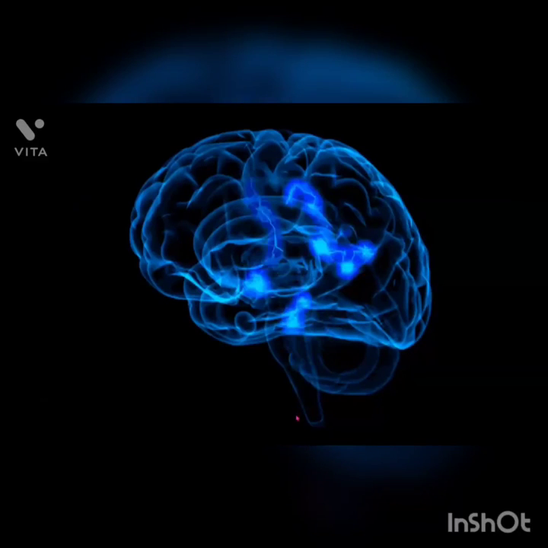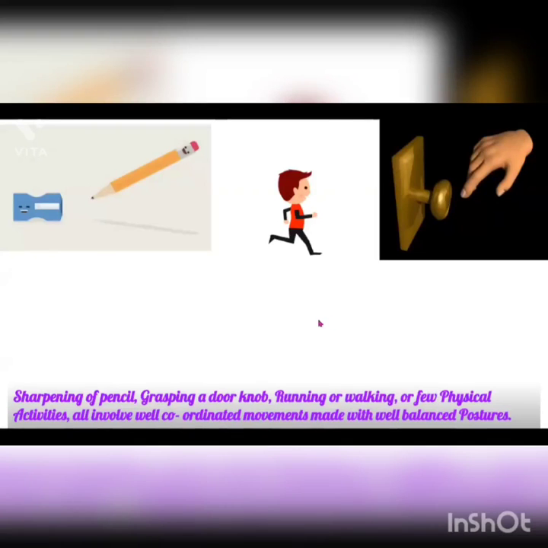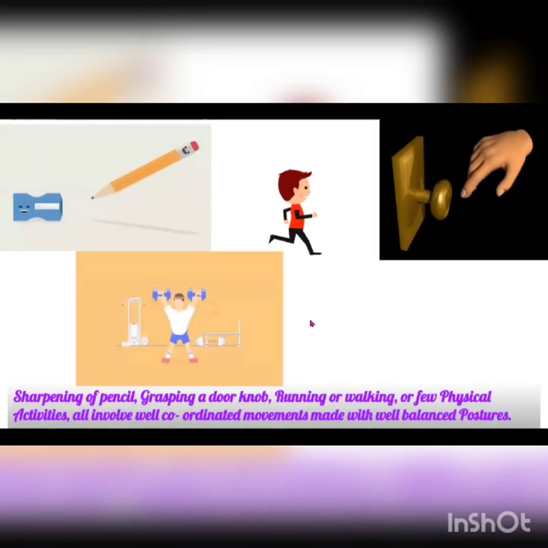This is the brain, in which the nervous system transports and the nerves in the brain. Sharpening a pencil, grasping a doorknob, running or walking, or a few physical activities all involve well coordinated movements made with well balanced postures.